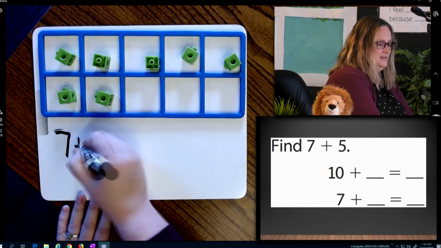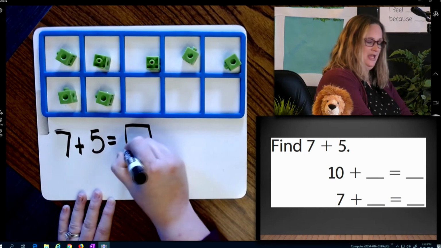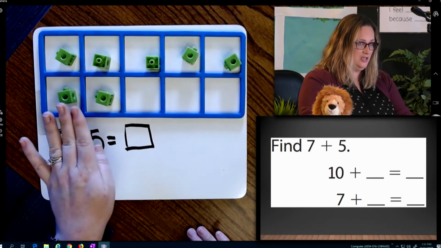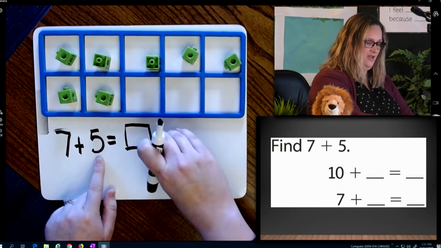7 plus 5 equals, I don't know yet. So, I have my 7, that's here. I need the other addend or part, which is 5, so I'll put it down here.